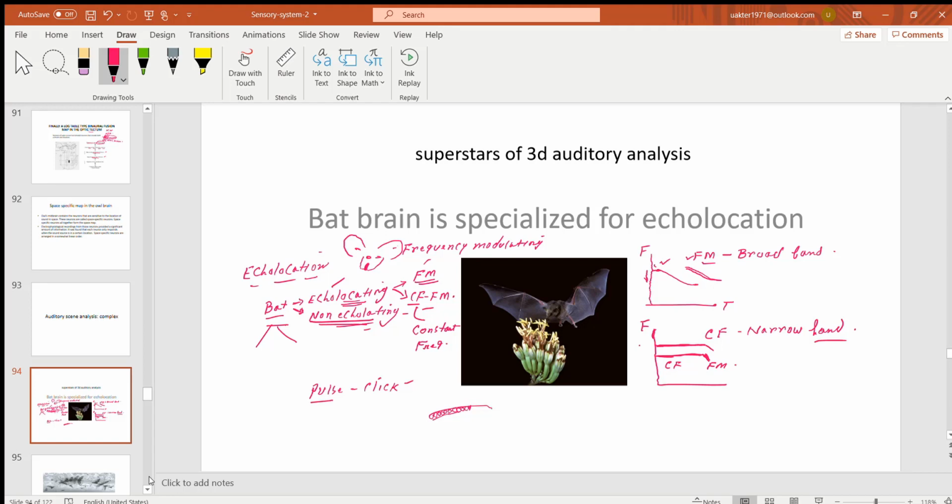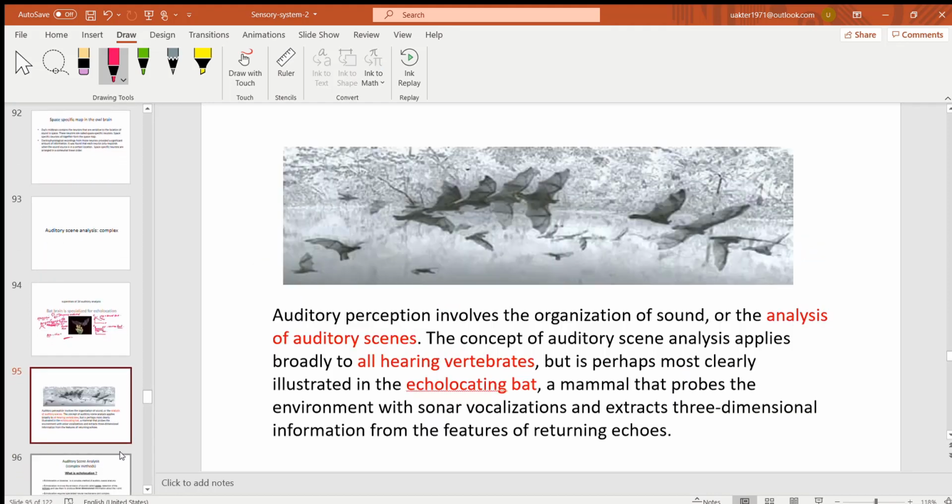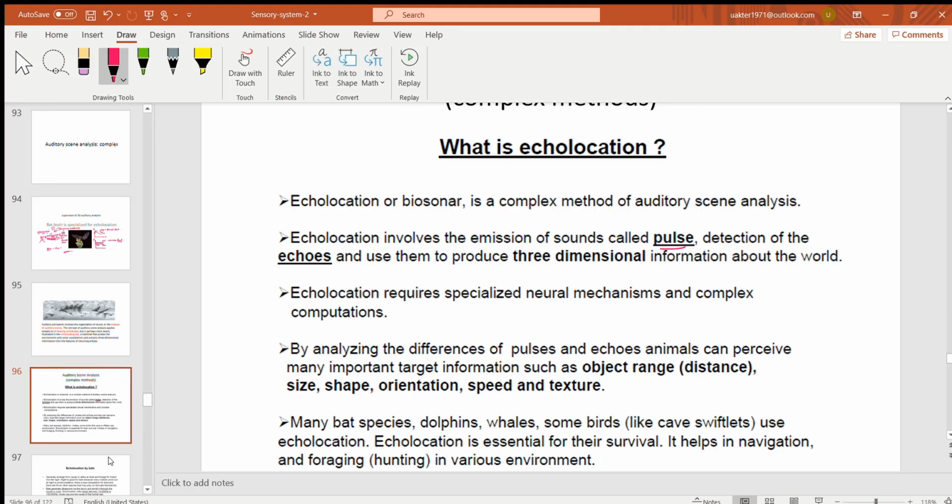So it's very interesting how they live together, close to each other, and they come out together too at night. And the pulse and the returning echoes, these are the components they use to analyze and get the information about the object.